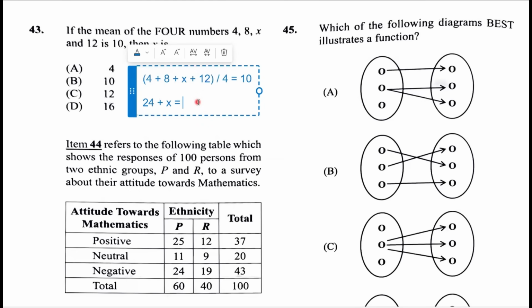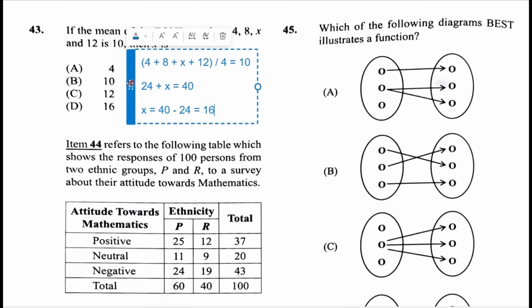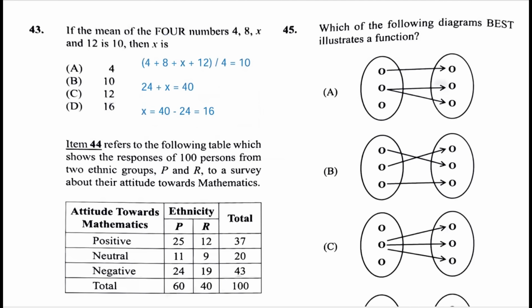x would equal to what? 4 by 10 is 40. So what would x be? Simple. 40 subtract 24 is what? 16. Easy stuff. Right? Just felt you need to show that. So that's D.